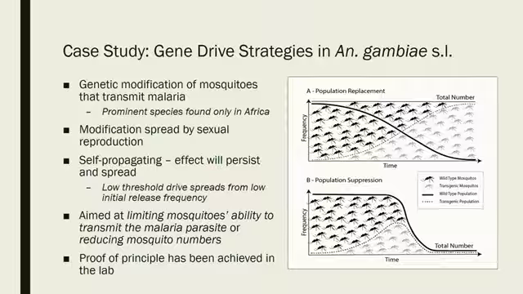The study took into account strategies that are aimed at population replacement or population modification approaches, where they're trying to limit mosquitoes' ability to transmit the malaria parasite, and also population suppression or population reduction approaches, which are aimed at reducing overall numbers of the targeted mosquito species. And as probably everyone in the room knows, proof of principle has been achieved for both of these strategies in the laboratory.